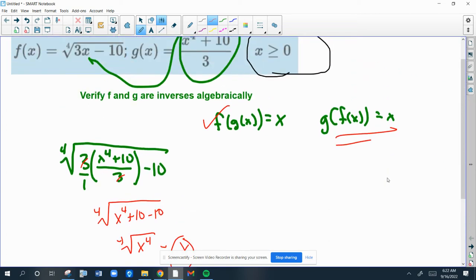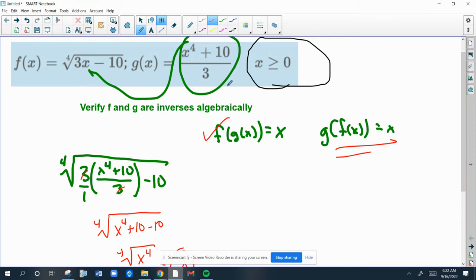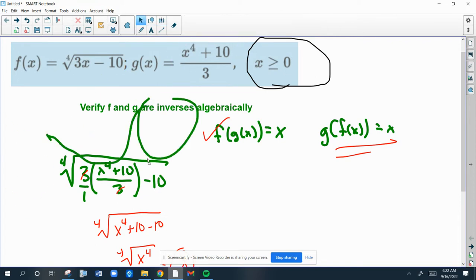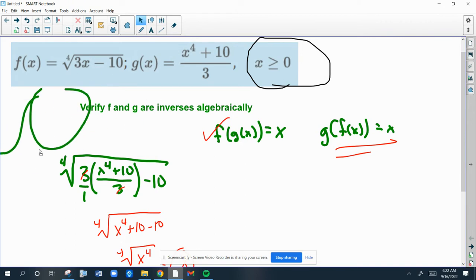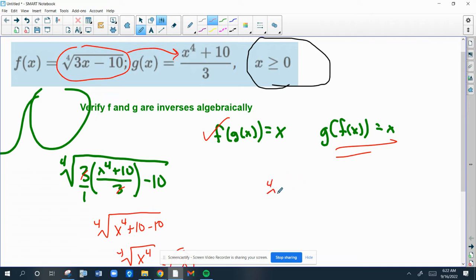So g of f of x, we need to now plug in f to g, so it's just the opposite. We're going to take f, which is that, and plug it into g. So we will have, instead of x to the fourth, we'll have the fourth root of 3x minus 10 to the fourth plus 10 over 3.